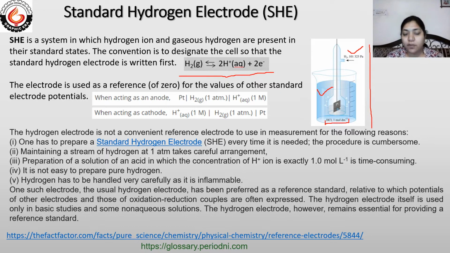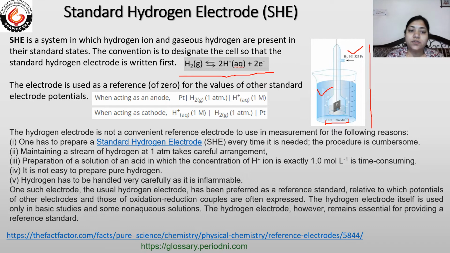Maintaining the stream of hydrogen at 1 atmospheric pressure is also not an easy task. Preparation of a 1 molar acid solution is time consuming because HCl is not a primary standard, and we have to standardize it with some other primary standard. So it will take lots of time.